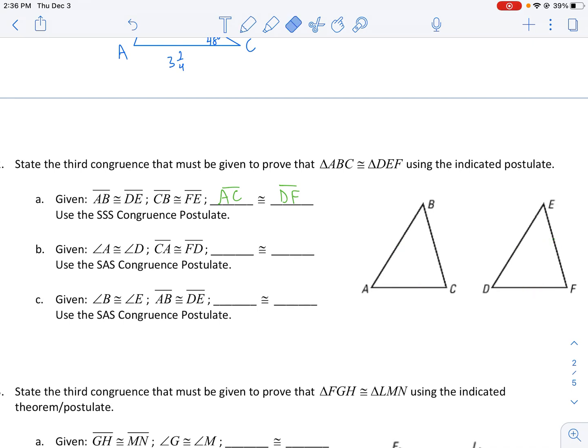And then now we're going to use side, angle, side. So we have angle A is congruent to angle D. CA is congruent to FD. And so if we want to do side, angle, side, we have side, here's angle, so we need these two sides to be congruent, which would be AB congruent to DE.